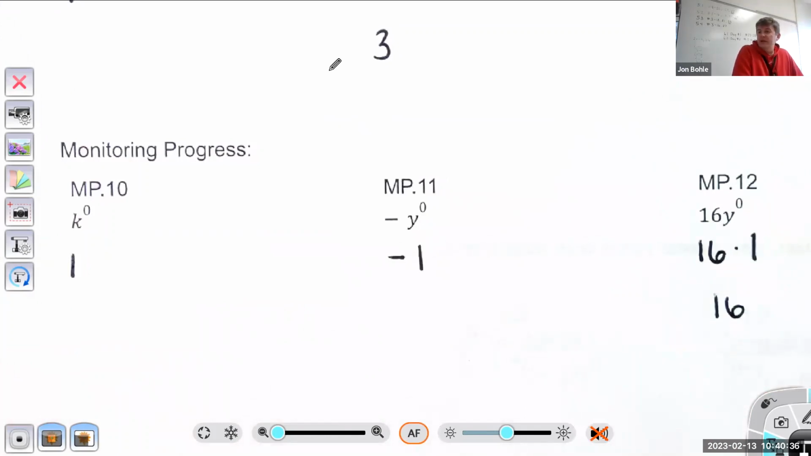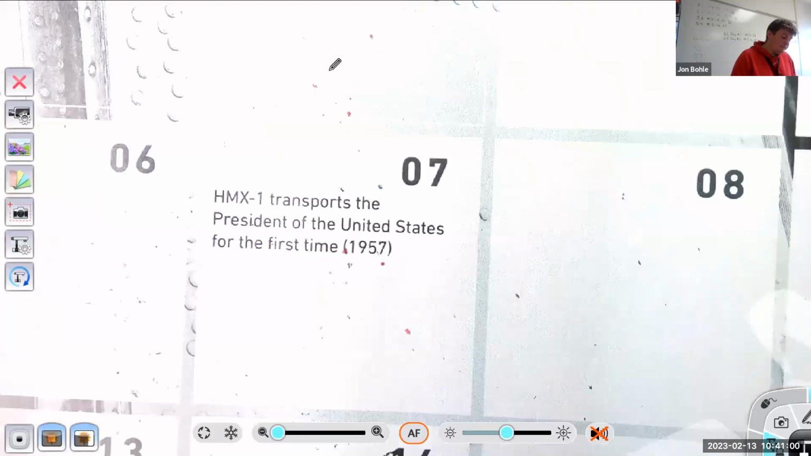Okay. Is there anything I need to clarify with zero exponents? Zero exponents are just one. Yeah, that's right. Okay. We good with that?